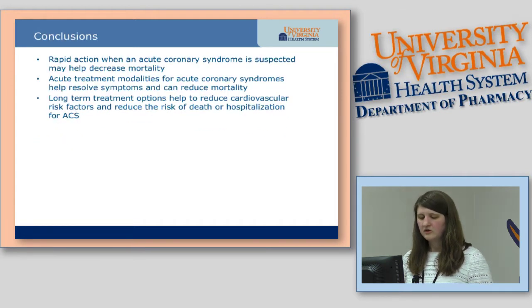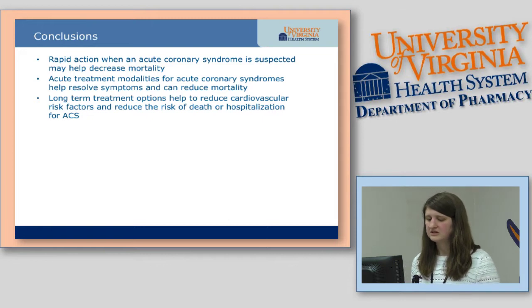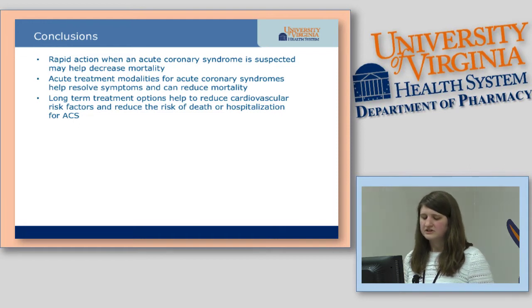So this concludes all the treatments we'll talk about today. I just want to reemphasize that it's important that there is rapid action when an acute coronary syndrome is suspected, as this can help decrease mortality when we get these treatments started quickly. Acute treatment modalities for acute coronary syndromes help resolve symptoms and can reduce mortality, and our long-term treatment options help to reduce cardiovascular risk factors, and they really act as the secondary prevention way, so reducing the risk of death or hospitalization for another acute coronary syndrome.